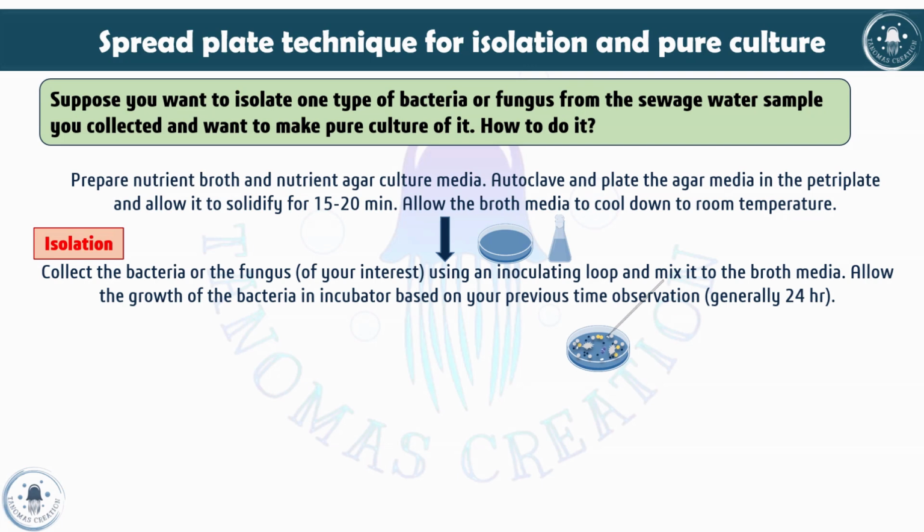Now here, as it is shown, this is the plate that we have got. Using an inoculating loop, you take the colony of your interest and put it in the broth that you have autoclaved.